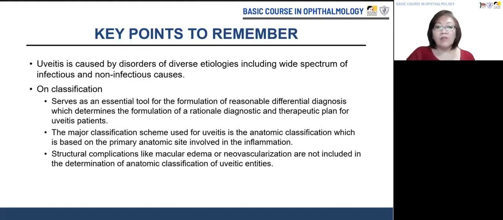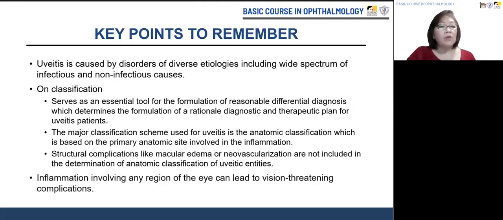The major classification scheme used for uveitis is the anatomic classification, which is based on the primary anatomic site involved in the inflammation. Remember, though, that structural complications like macular edema or neovascularization are not considered in the determination of anatomic classification of uveitis. And lastly, always remember that inflammation involving any region of the eye can lead to vision-threatening complications.